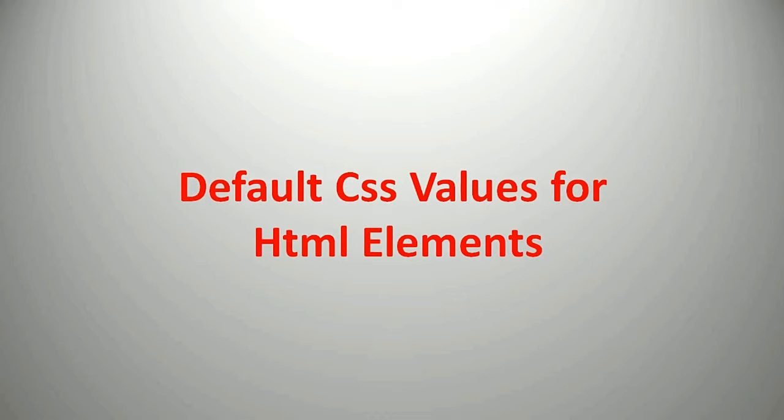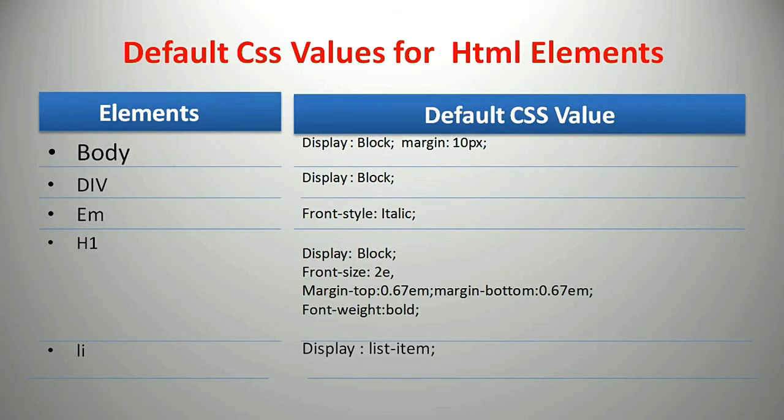So there is some default CSS value for HTML. I think all of you know what an HTML element is, like H1, H2, H3, H4. Some elements are there, but most of the time we don't know what the conditions are: how this H1 works, how the H2 works, the em works, or the list works. So now I want to show the basic CSS values for HTML elements.